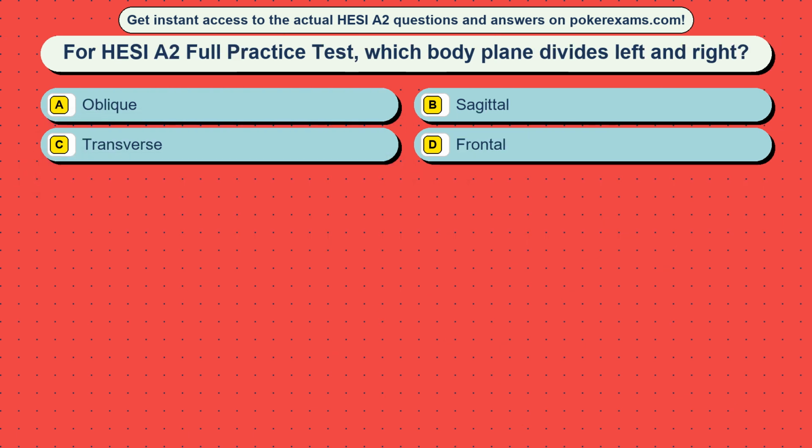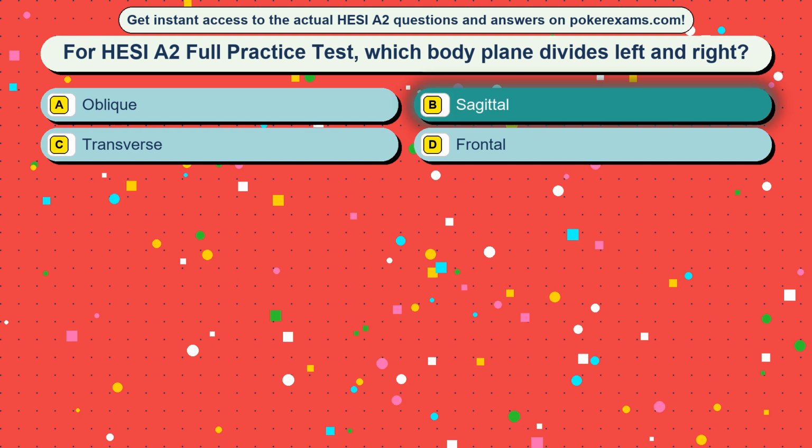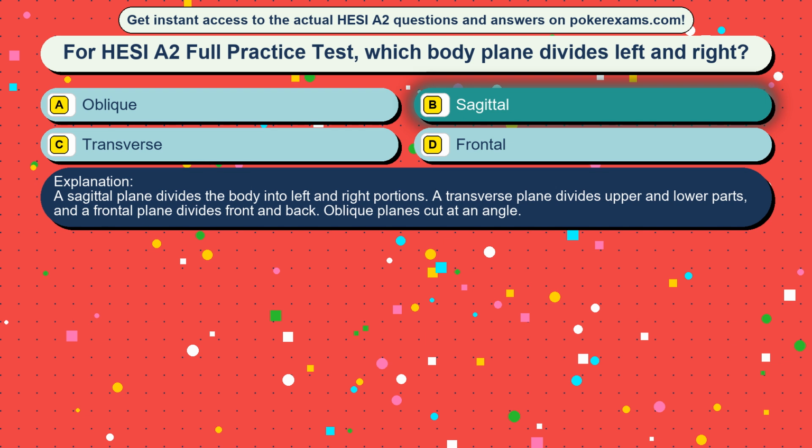Question 12. For HESI A2 full practice test, which body plane divides left and right? Option A, oblique, option B, sagittal, option C, transverse, option D, frontal. The correct answer is option B, sagittal. A sagittal plane divides the body into left and right portions. A transverse plane divides upper and lower parts, and a frontal plane divides front and back. Oblique planes cut at an angle.